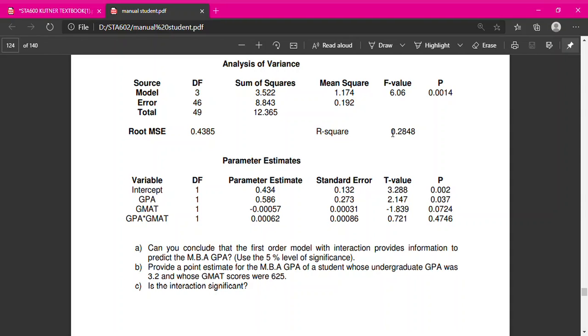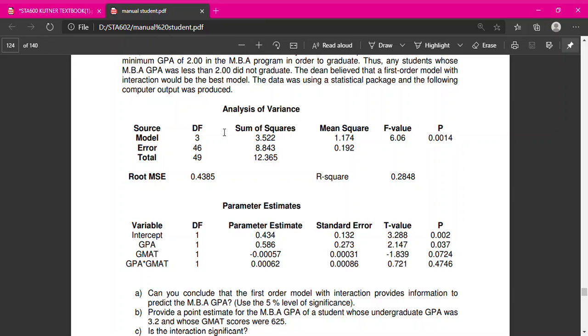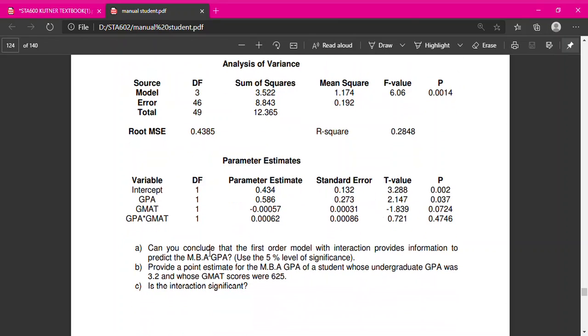Cuma you kena tahu bila kita boleh gunakan polynomial model. And then what is the name for the polynomial model, sama ada second order ke first order ataupun higher order. Okay, so ini adalah contoh output. Okay, we have ANOVA table, ada P value terus kat sini dan juga parameter estimate. We have this all the beta, we have the standard error, we have the T value dan juga also the P value. Okay, can you conclude that the first order model with interaction provide information to predict the MBA GPA?